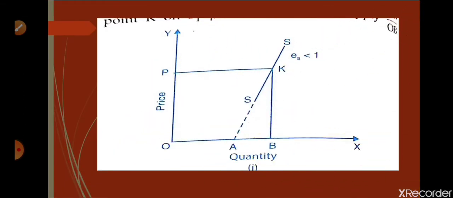Now we are going to discuss another method, that is the geometric or point method. So you are watching this figure number 1 in your book.